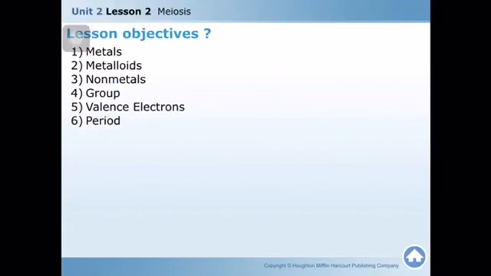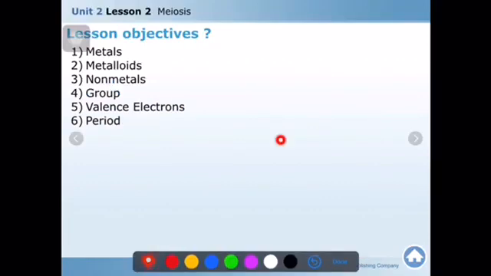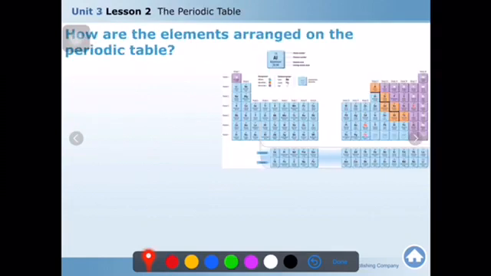In this lesson, we should start with the lesson objectives. What are they? We will study metals, metalloids, and nonmetals, groups in the periodic table, valence electrons, and what a period is in the periodic table. Okay, one by one we will study all of these.